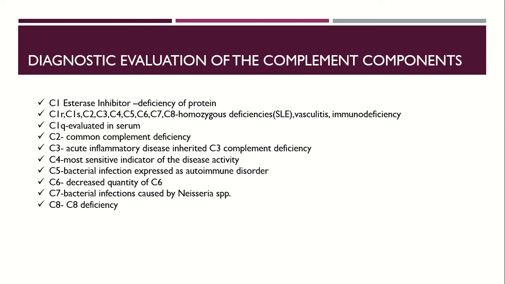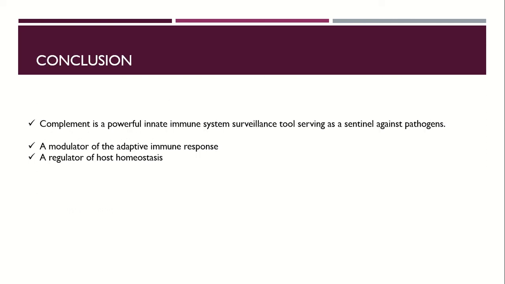C5 is associated with increased susceptibility to bacterial infection. C6, decreased quantity of C6 predisposes an individual to significant Neisseria infection. C7, decreased level is associated with Raynaud's phenomenon and severe bacterial infection caused by Neisseria. C8, decreased level is associated with SLE also, and C8 deficiency makes patients highly susceptible to Neisseria infections.